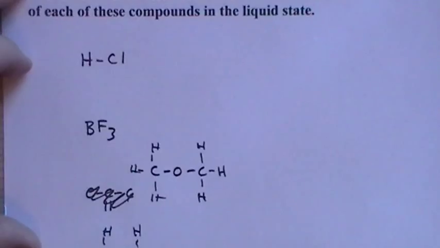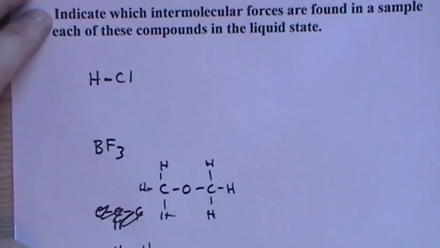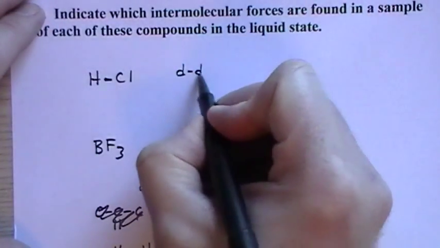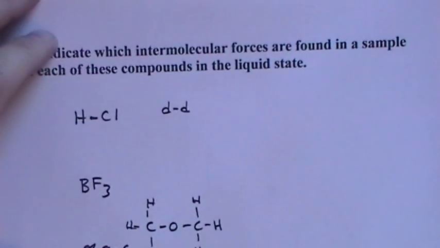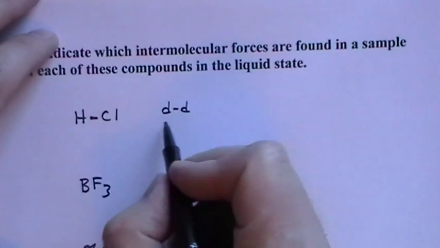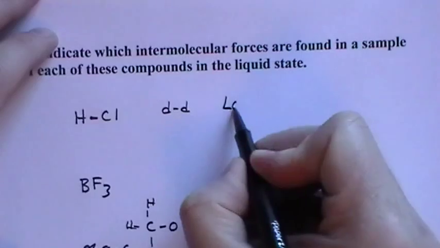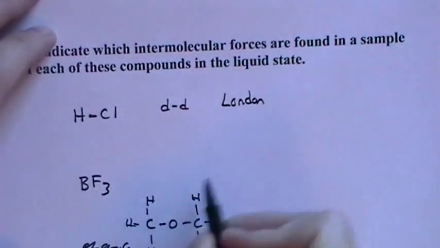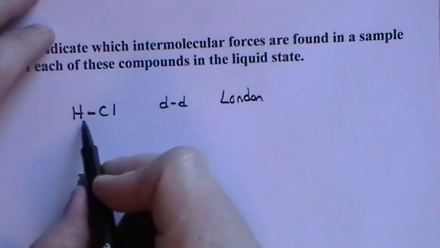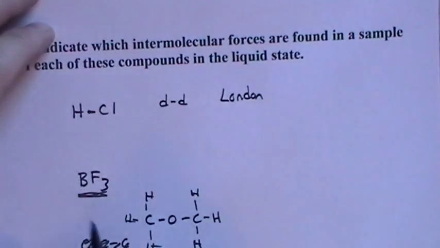Okay, so looking at HCl, we should know from our work with the molecular geometries and bond angles that this is a polar molecule. So this has dipole-dipole forces. D-D is how I usually describe dipole-dipole bonding, and I accept that on the exam. And then this has London forces. They all have London forces. Now, does it have hydrogen bonding? No, the hydrogen is not connected to an oxygen, nitrogen, or fluorine, so no hydrogen bonding.